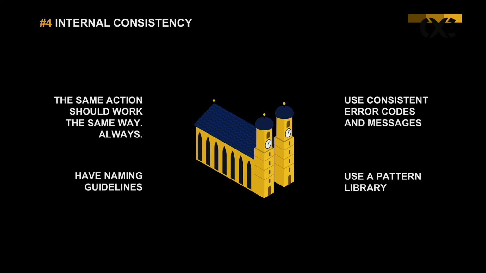Another important thing here is, have naming guidelines. And this internal consistency for us is rather challenging because we have approximately 100 developers working on APIs and it should all look the same. If you would write it on a wiki page, it wouldn't work.